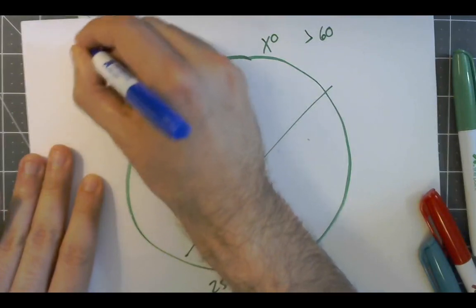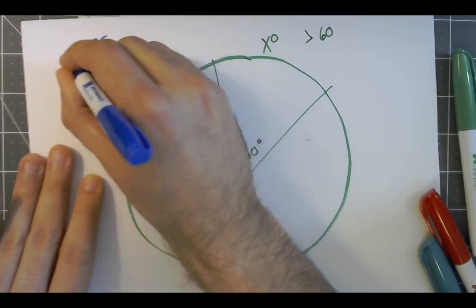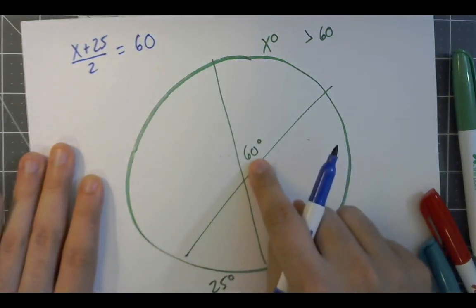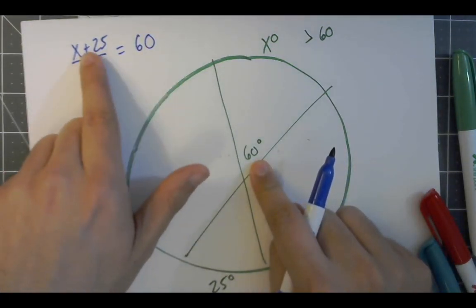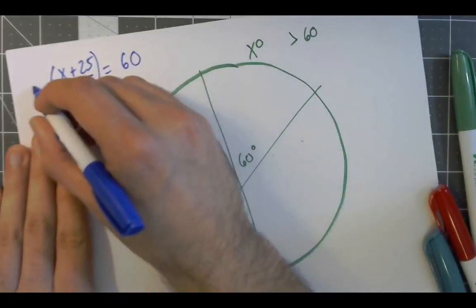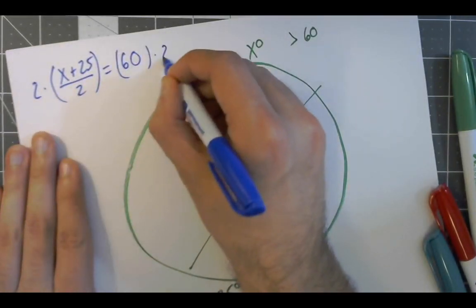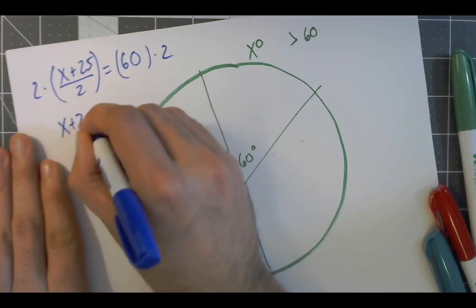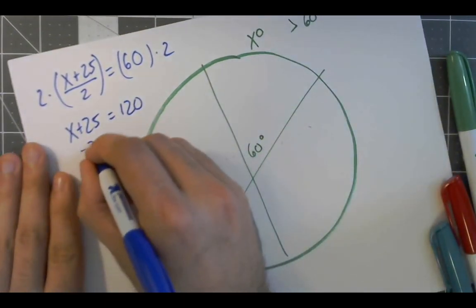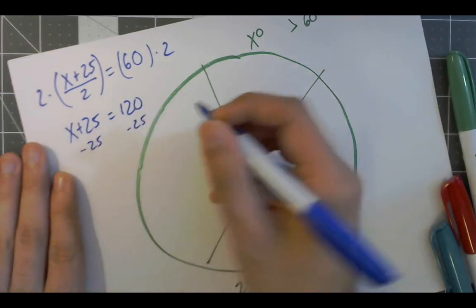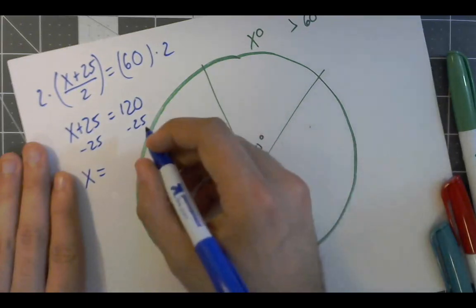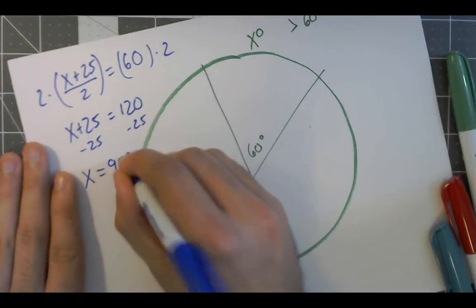So x plus 25 over 2 gets me to 60. Remember, this is our average, so it needs to go over here. These are two pieces, so they're going to go over 2. Well, I need to multiply by 2 first. And then I'm going to take away 25. So x is going to be 95 degrees.